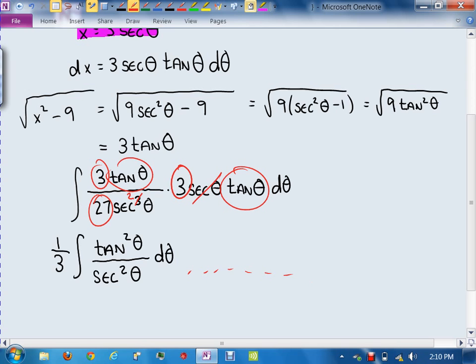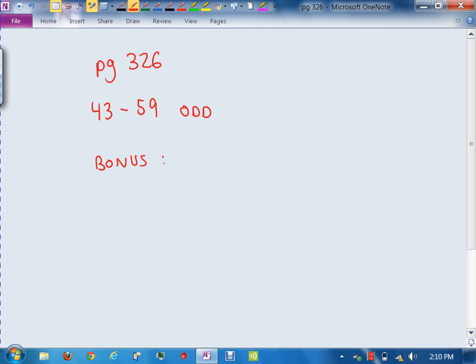Okay, what you should look at for homework is 43, this is page 326, 43 through 59. Let me see, it actually goes up to like, well, that's good. I would say odds here. And if you want to turn in a bonus for next class, do number 54 for bonus.